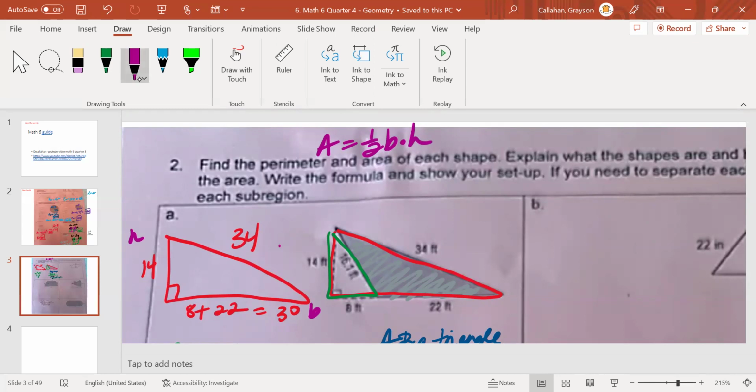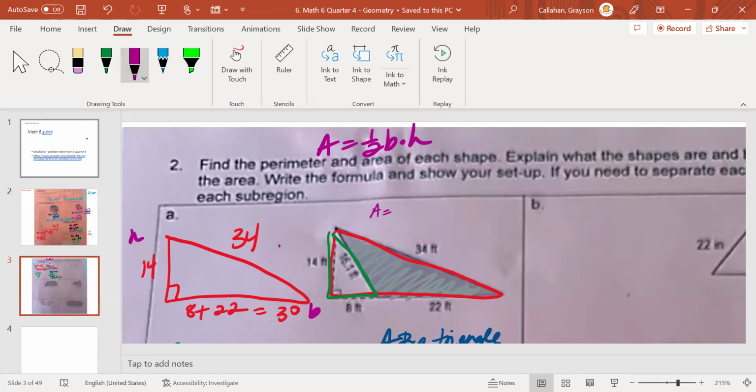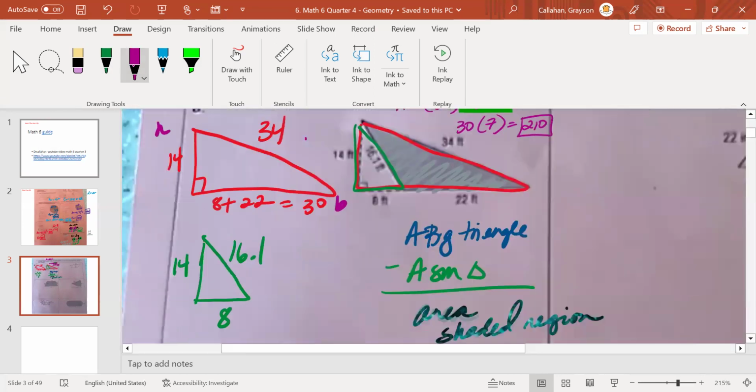Okay, so when I do this, it's just going to be area equals base times height times 1/2, right? Here's a little hint. You could just do 1/2 of 14. Do you see that? 1/2 of 14 is what? So then 30 times 7 is 210.